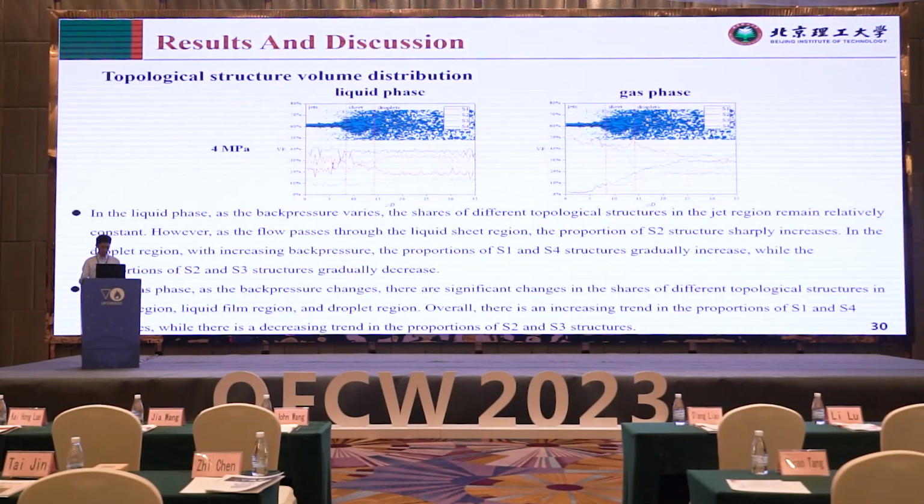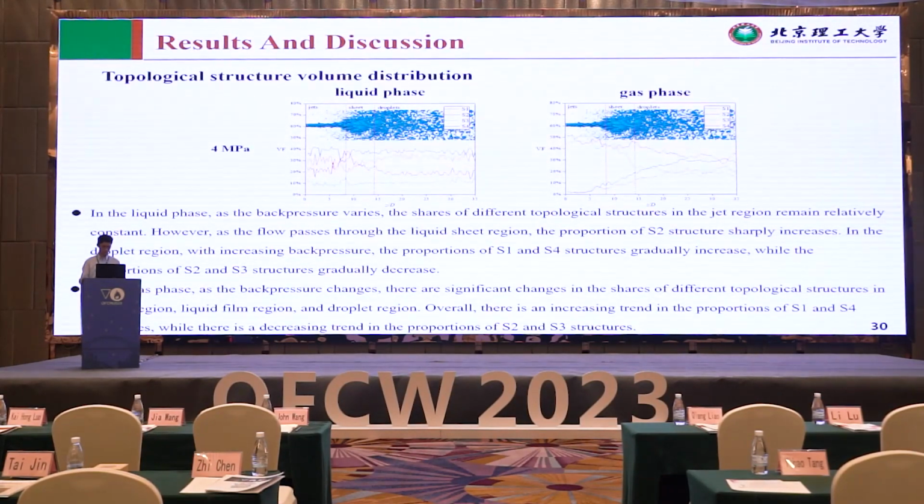During the liquid phase, as the back pressure varies, the share of different topological structures in the jet region remains relatively constant. However, as the flow passes through the liquid sheet region, the proportion of S2 structure sharply increases. In the droplet region, with the increase of back pressure, the proportion of S1 and S4 structures gradually increases, while the proportion of S2 and S3 structures gradually decreases.